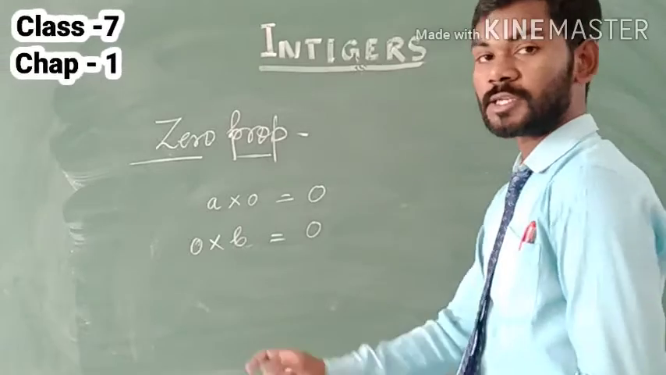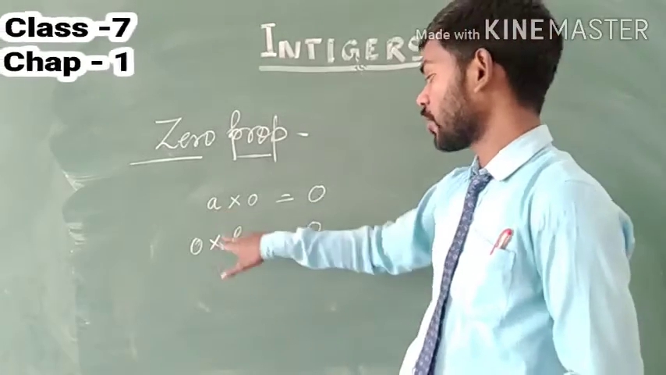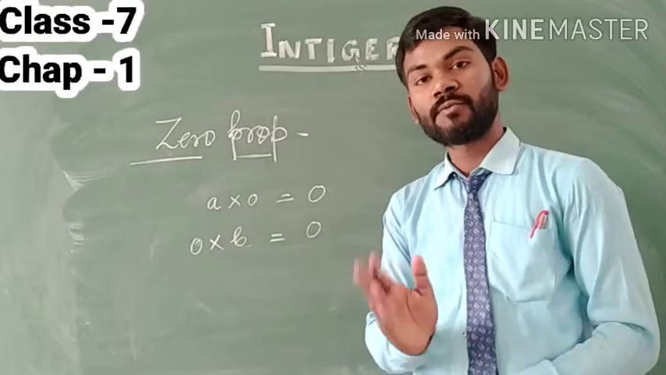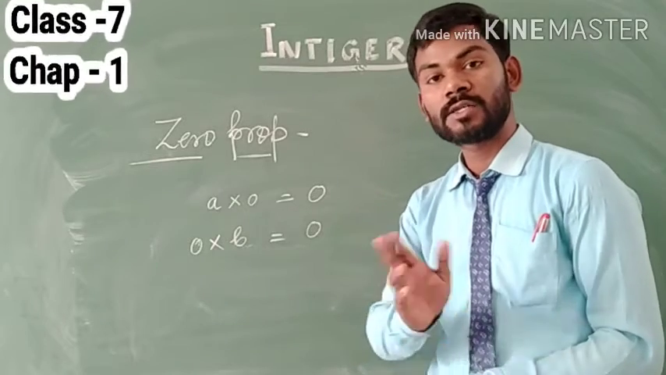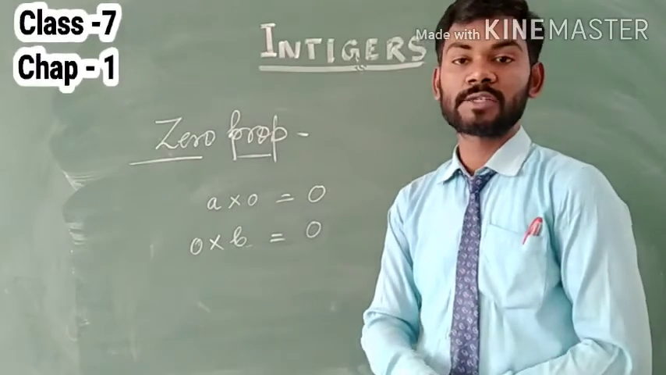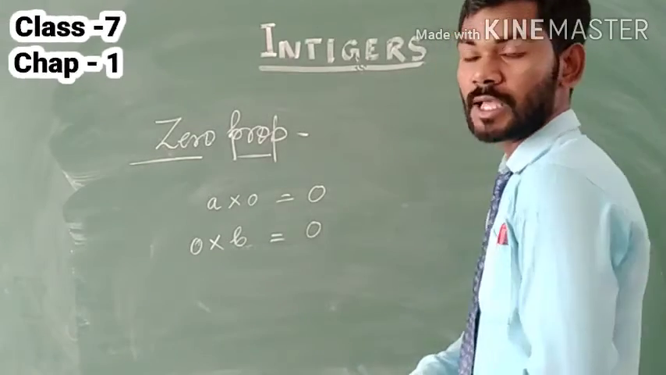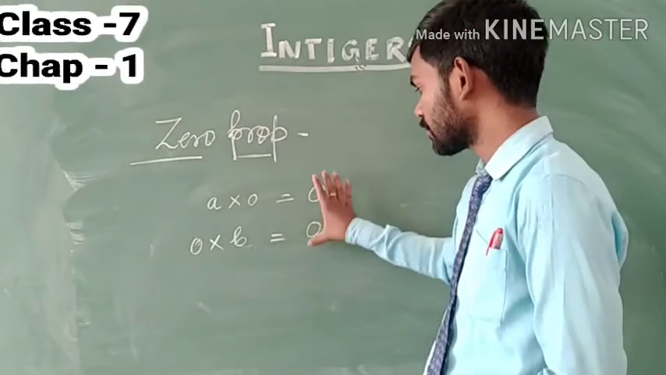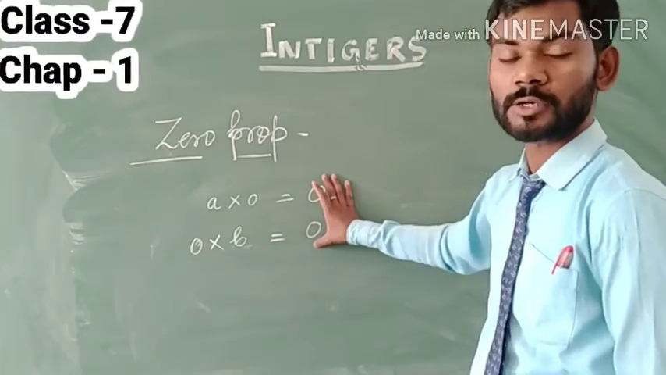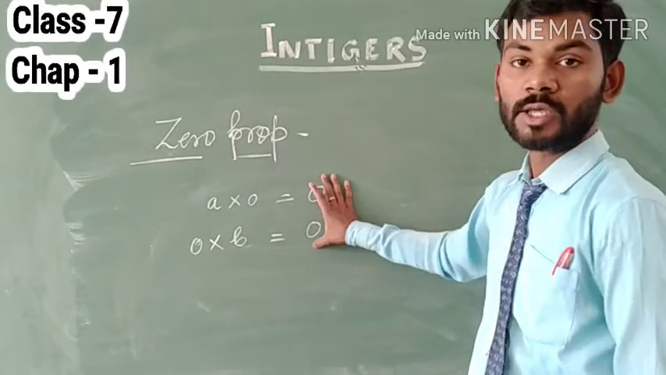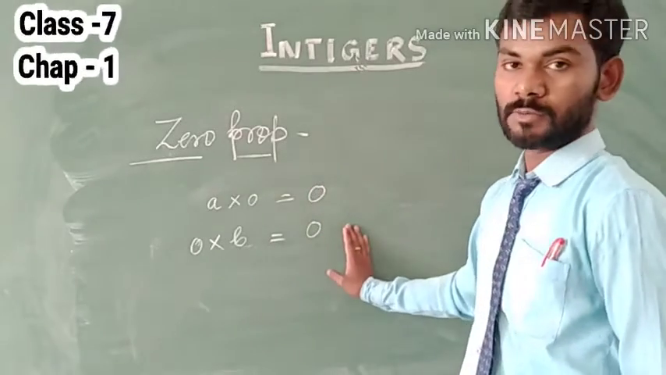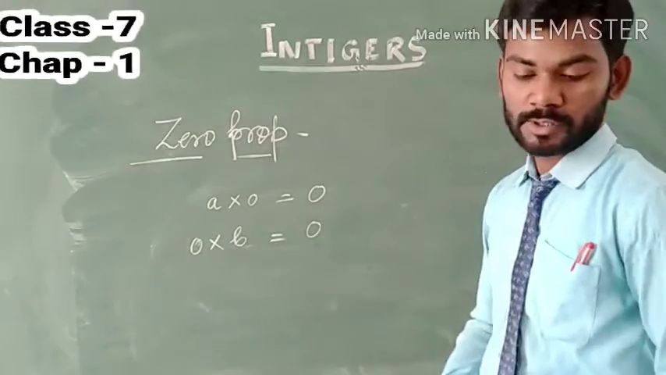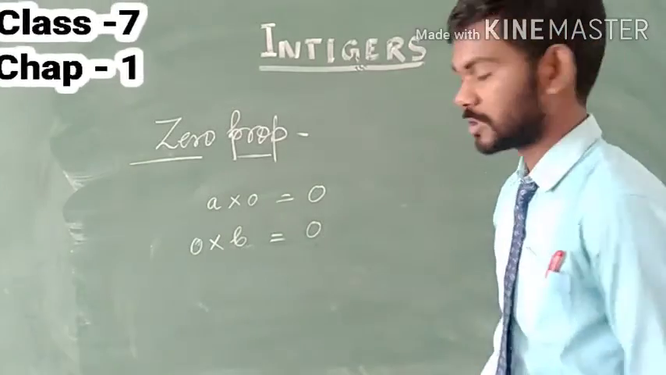So it doesn't matter whether a or b is positive or negative, as we know that whenever a non-zero number is multiplied by 0, we always get the result 0. So there is no doubt about the product: it is neither positive nor negative, it is always 0. This is called the zero property. Students, I hope it is also clear.